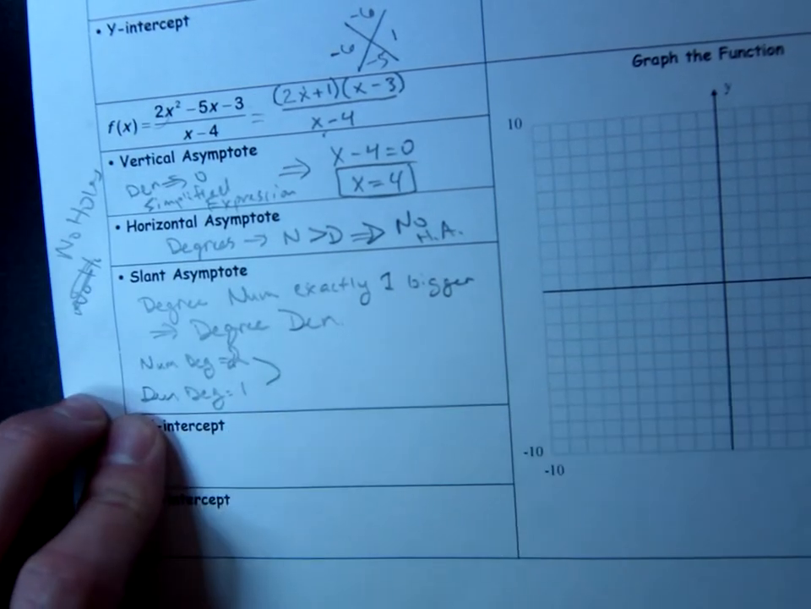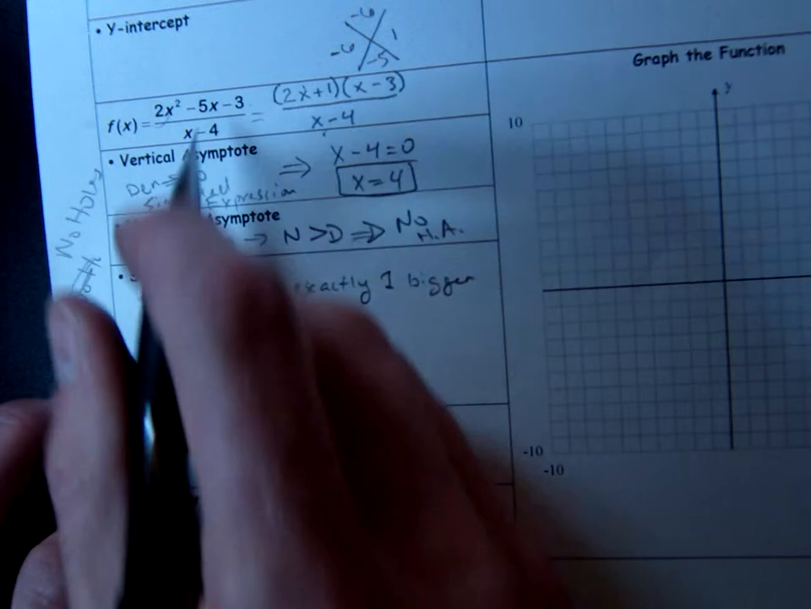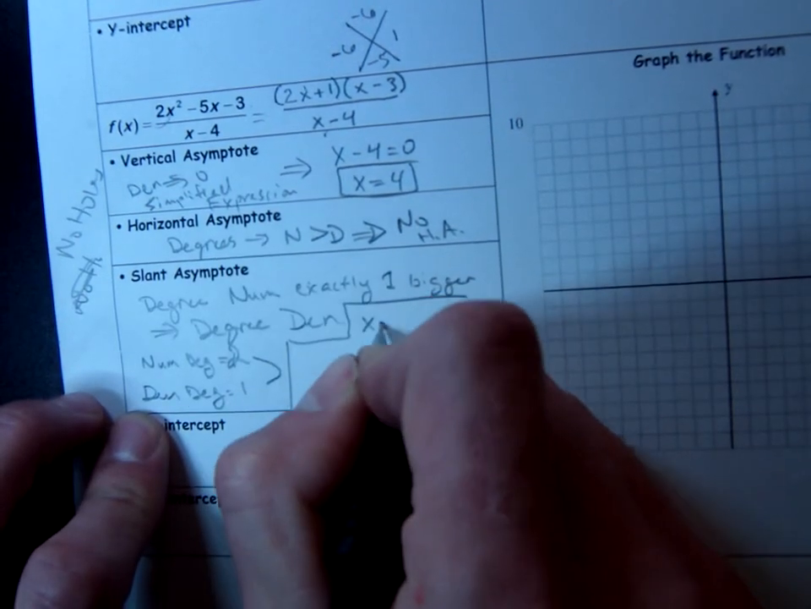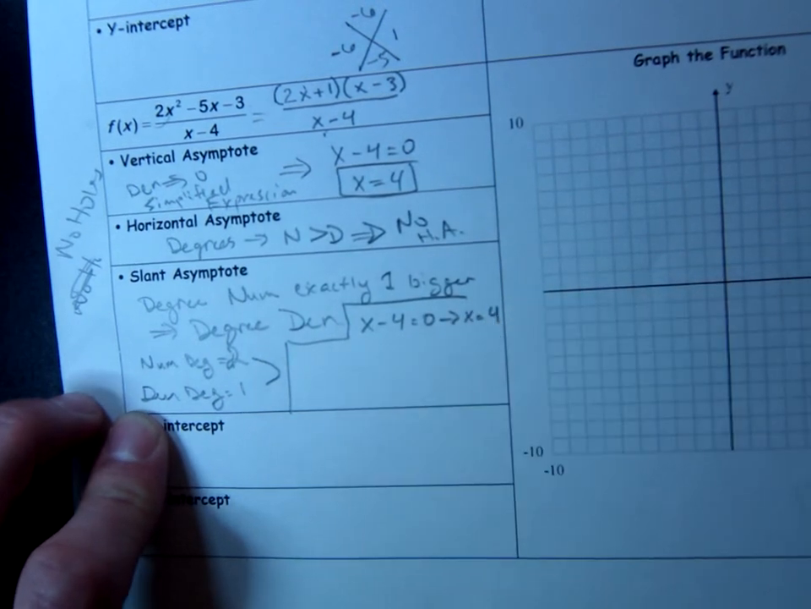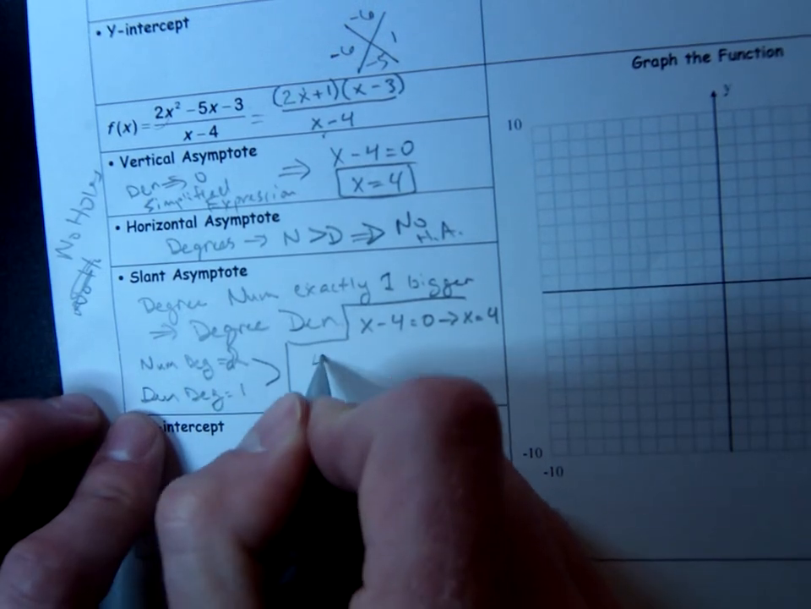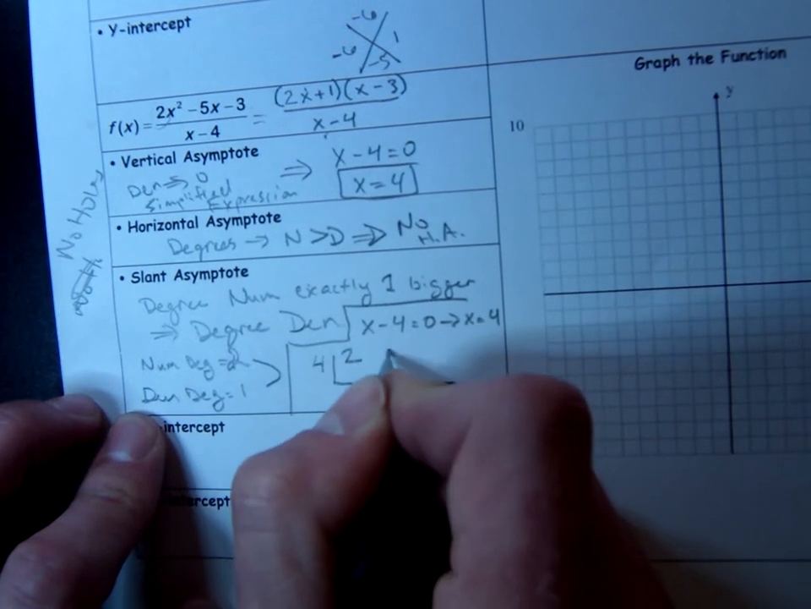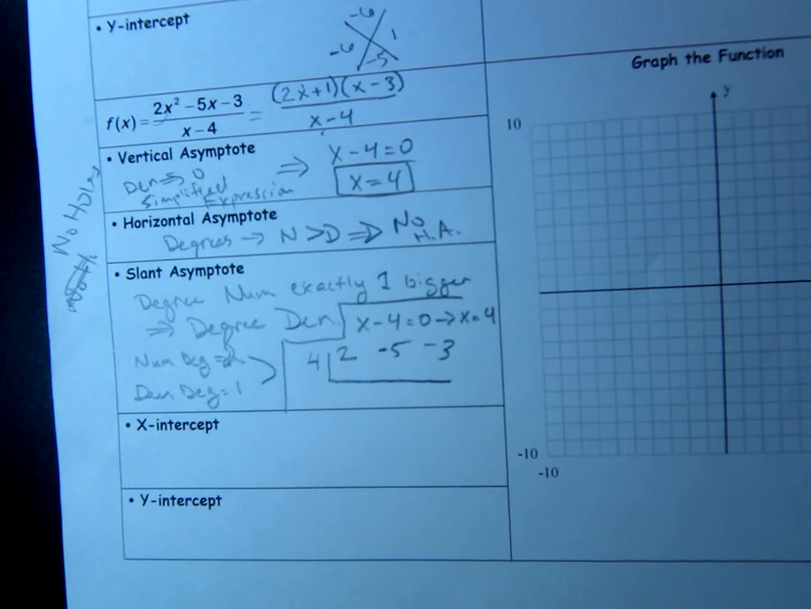So, this will have a slant asymptote, and the way we find the slant asymptote is we divide. So, in this case, x minus 4 is my factor, so my 0 is x equals 4. I'm going to take 4 and divide it into 2, -5, -3. Now, if you don't want to use synthetic division here, you can use long division. It'll work just the same.